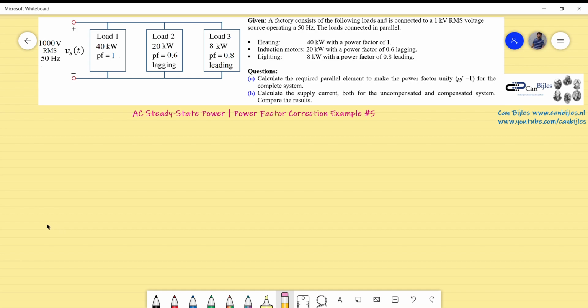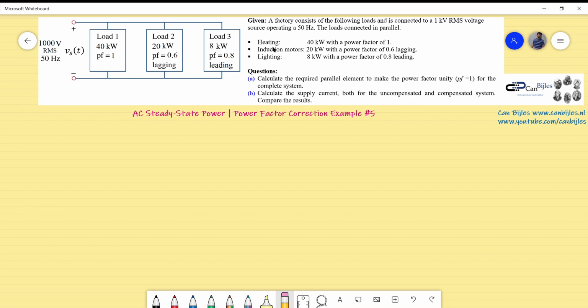That is our example number 5. In this example we will consider a really detailed and also practical situation. We have the following given. There is a factory which consists of the following loads. I will discuss them shortly, and it's connected to a 1 kilovolt RMS voltage source operating at 50 Hertz. And the loads are in parallel, so that is also important to note.